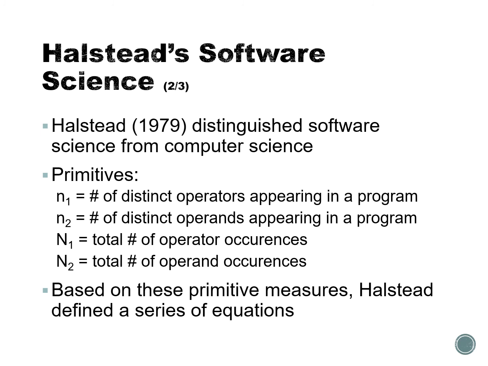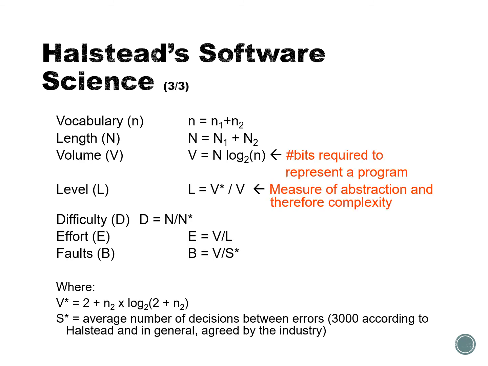So we count how many distinct operators there are in a program, so how many variables, for example, how many distinct operands are in a program, how many different types of actions can be taken, how many times these operators are called, and how many times these operands are called. Based on these primitive measurements, we can do an assessment of the complexity and difficulty of the system. So, of course, the vocabulary is the different unique actions plus the different unique functions or names. The length, of course, is the amount of calls for both of them.